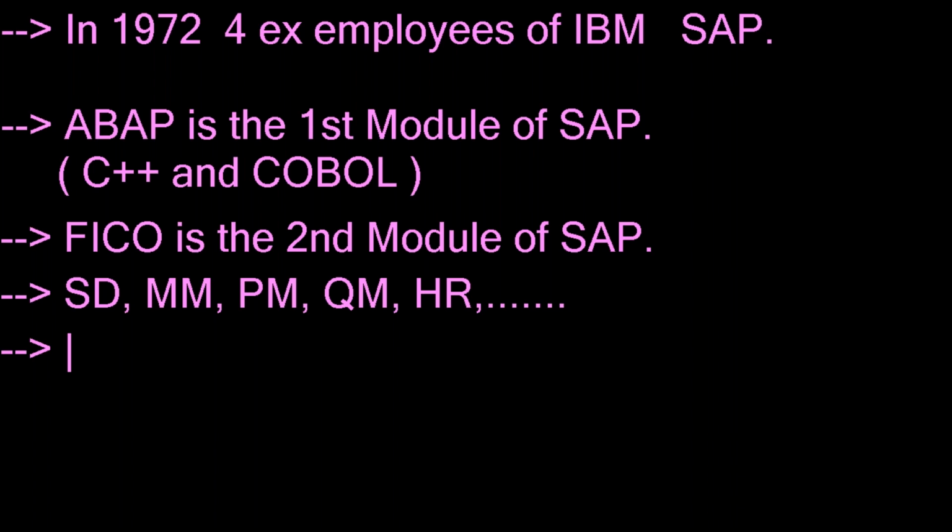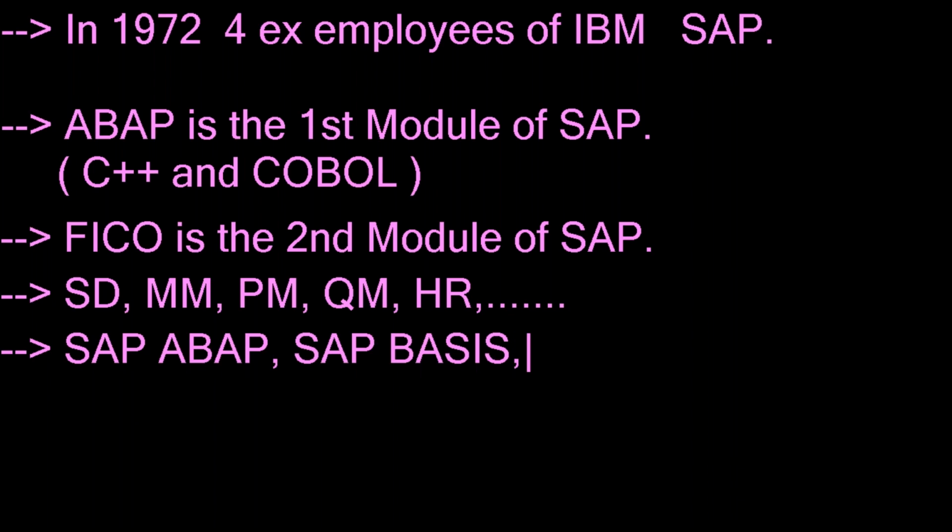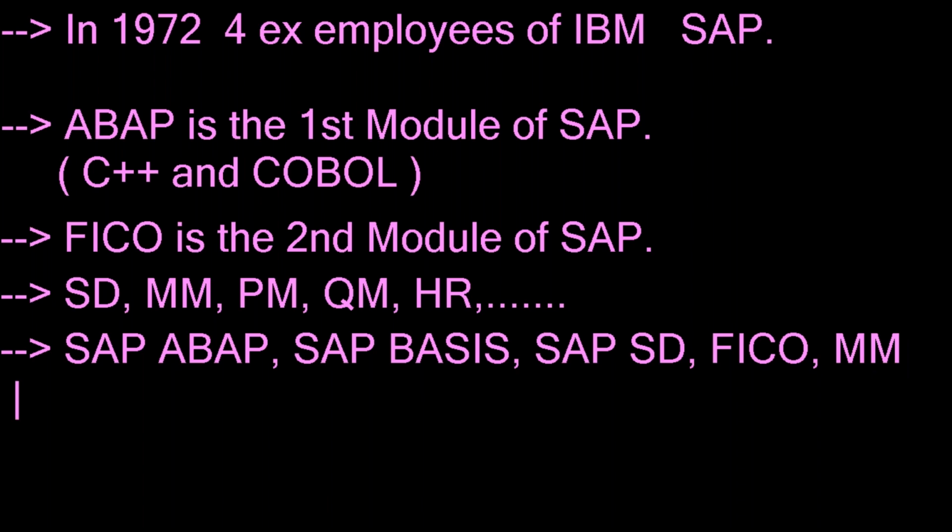The first is SAP ABAP, SAP Basis, and SAP SD, FICO, MM, PM (plant maintenance), quality maintenance, HR. So these are the core set of SAP.